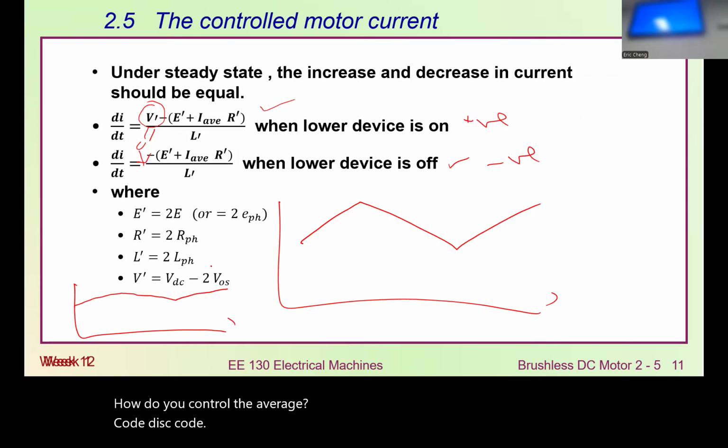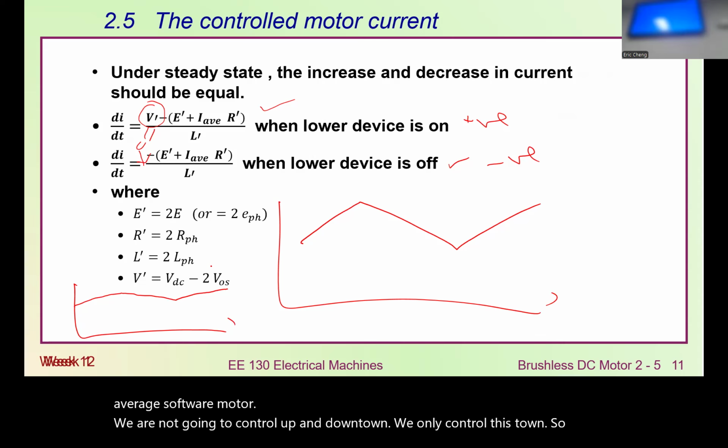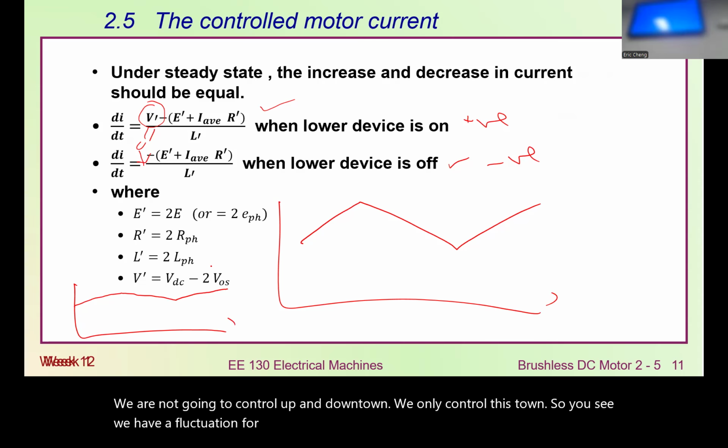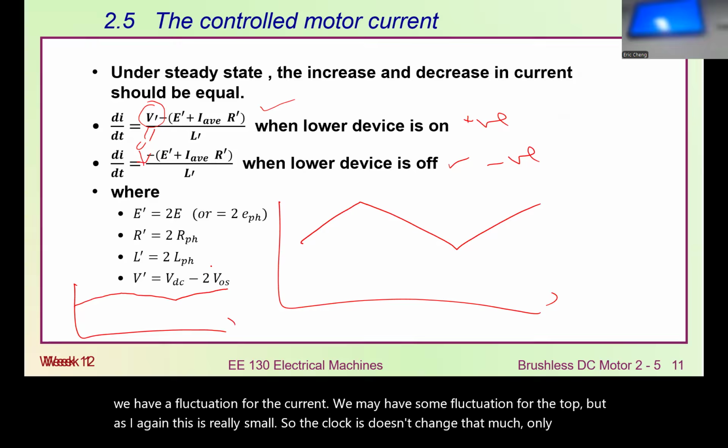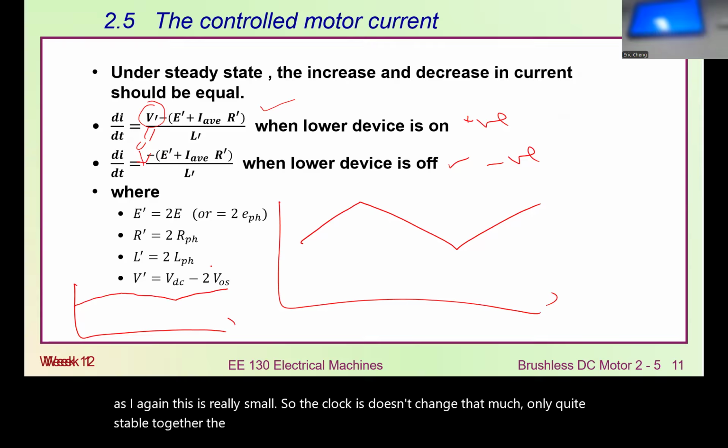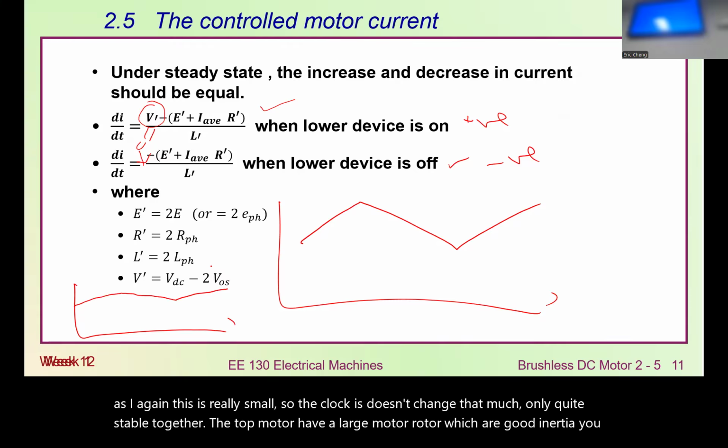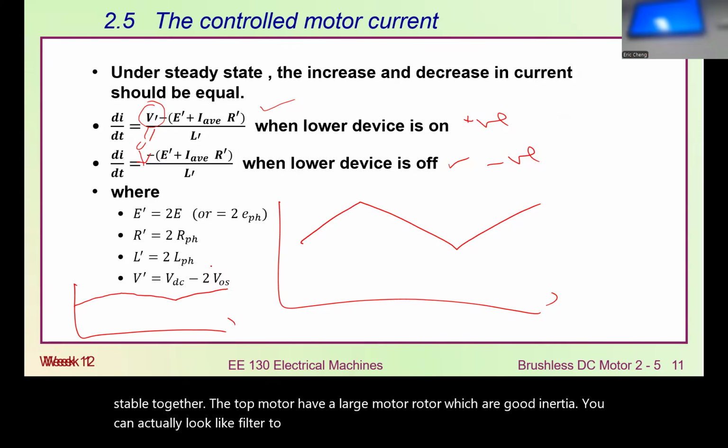That's what we're trying to do, right? Control this current so that we're able to control the average torque for the motor. We're not going to control the up and down torque, we only control this torque. So you see, we have a fluctuation for the current. We may have some fluctuation for the torque, but again, this is really small, so the torque doesn't change that much, it's quite stable. A large motor has good inertia and can act like a filter. So what comes out from the shaft will be really stable. That's why we can use high frequency to control it.